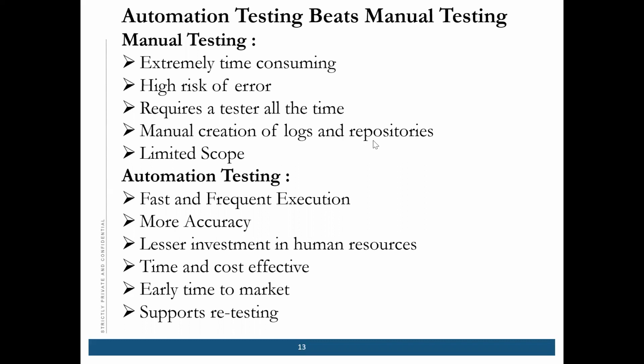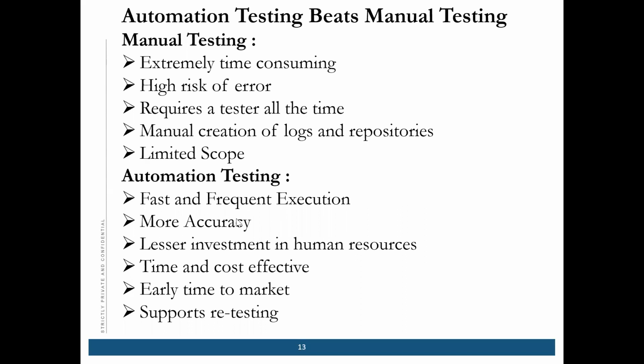Manual creation of logs is also not possible. You always have to manually create the log and repository and then send it to clients. In automation, it automatically creates a log and then you can simply copy paste and send it to the client. Also, due to limited time, you have a limited scope. So you cannot cover each and every part of your regression. If it is a big project, this is a limited scope, which is not good.